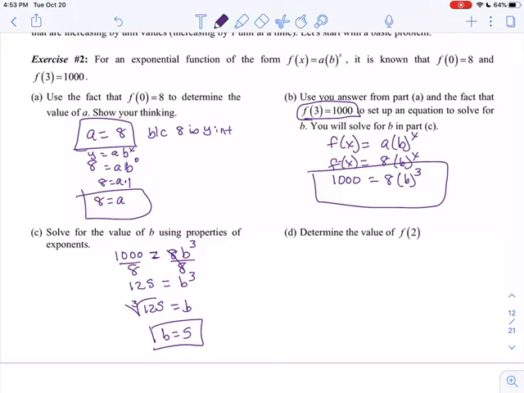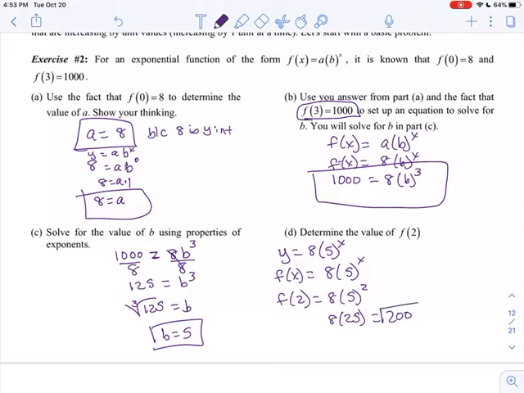So once I have an a and once I have a b, so I have the a from part A and I have the b from this part C right here, I can just go and write my equation. And so basically I have y equals 8 times 5 to the x. Okay, I want to find f of 2. So another way I could have written this is f of x equals 8 times 5 to the x. All right, and I want to find f of 2, so I'm plugging in 2. 8 times 5 to the 2nd power. 5 to the 2nd power is 25, and 8 times 25 is 200.